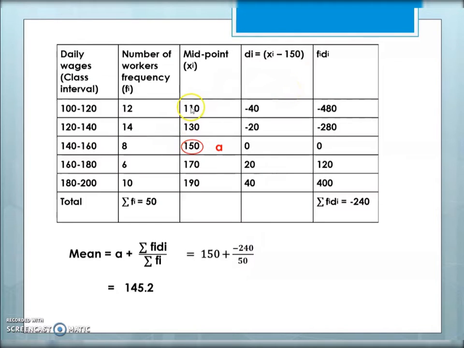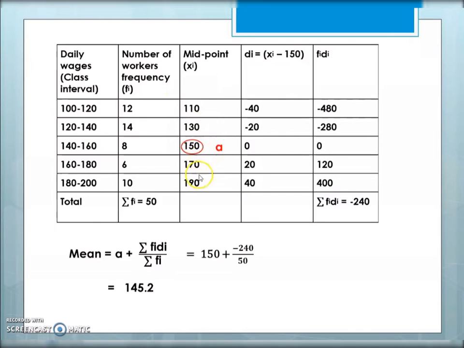Okay. So here first I have found all the xi values, that is the midpoint of the class intervals. So that is 110, 130, 150, 170 and 190. Now out of these I have taken 150 as my assumed mean, that is A. The next step will be to find this column di. di is the deviation. So xi minus 150.